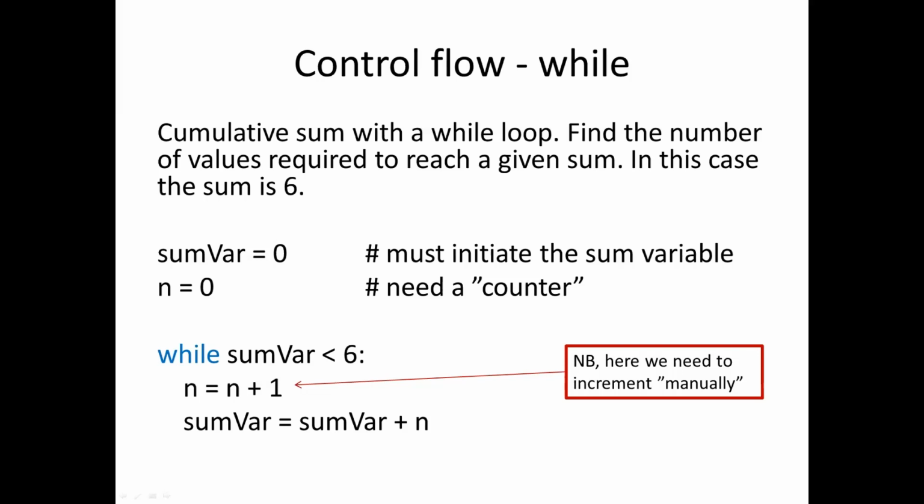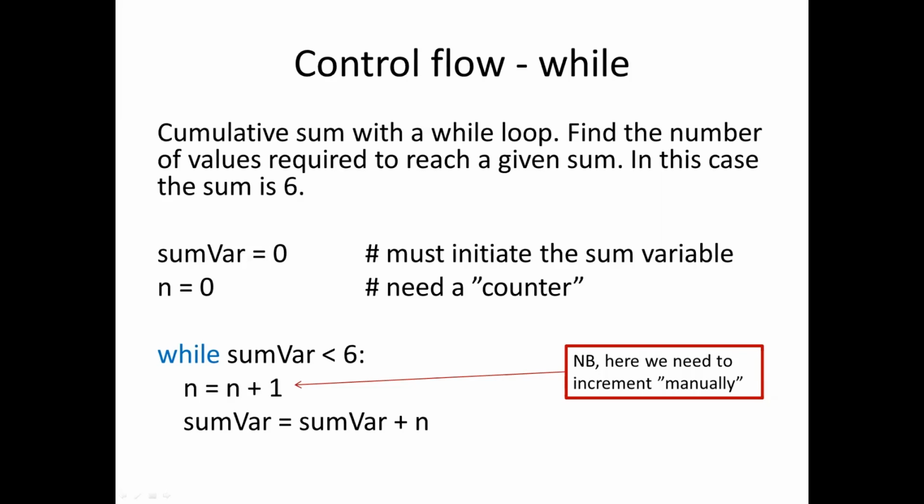As with the for loop, we need to initiate a variable to keep track of the cumulative sum. And we do that in the same way. SumVar is assigned the value 0. Then we need to have a counter to keep track of the current value. Compare with the iterator variable I in the for loop. In this case, we initiate the counter as n having the value 0.